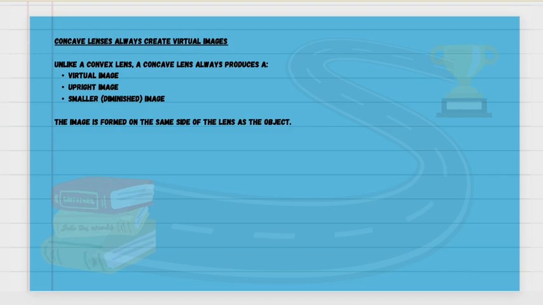Concave lenses always create virtual images. Unlike a convex lens, a concave lens always produces a virtual image, an upright image, and a smaller, diminished image. The image is formed on the same side of the lens as the object.